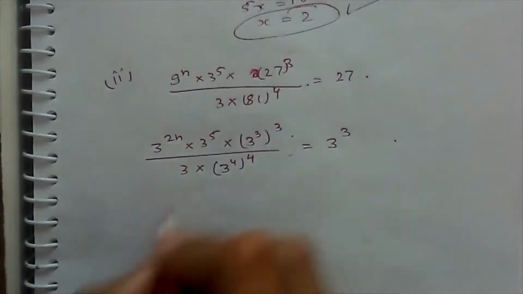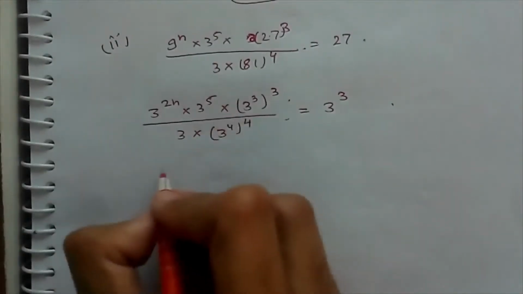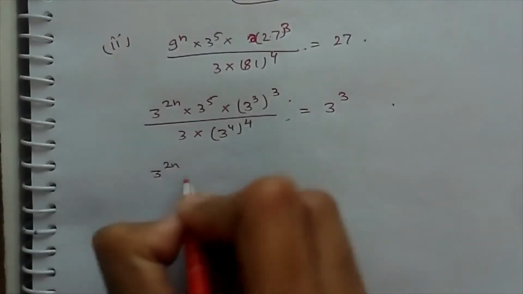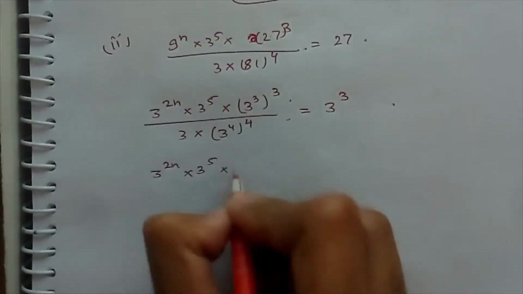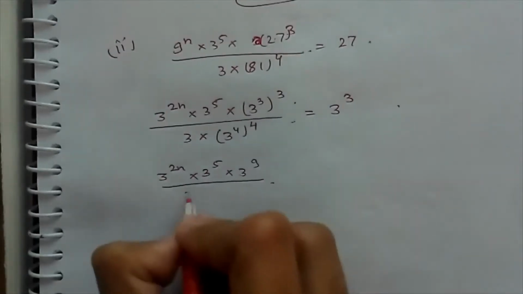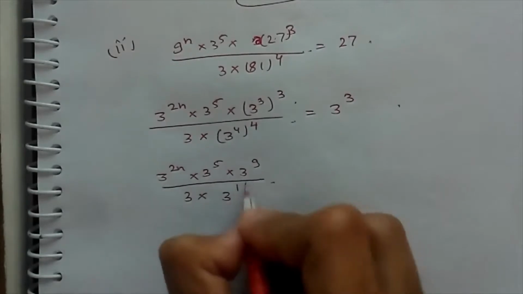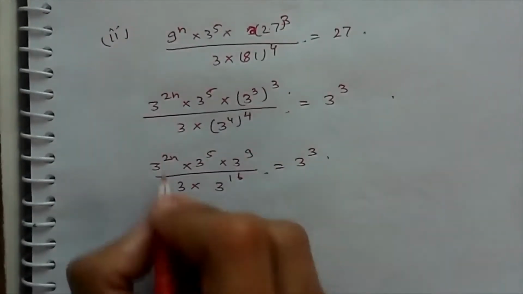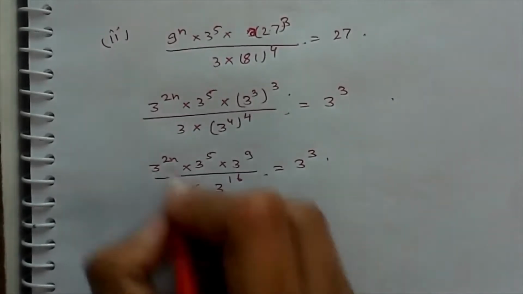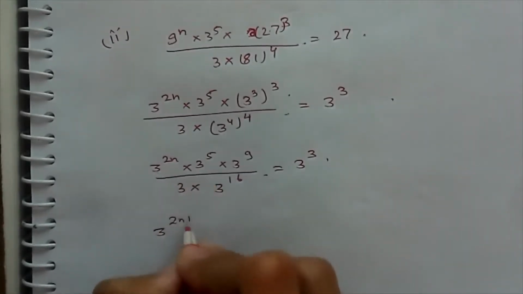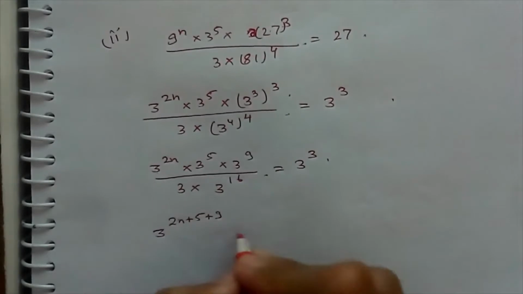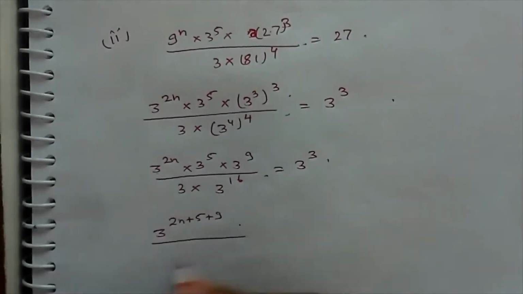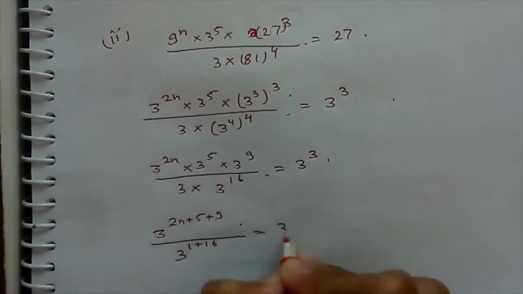Done. Let's quickly solve it up. 3 to the power 2n into 3 to the power 5 into 3 to the power 9 upon 3 into 3 to the power 16 is equal to 3 to the power 3. Many 3's are there. 3 to the power 2n plus 5 plus 9 upon 3 to the power 1 plus 16, equal to 3 to the power 3.